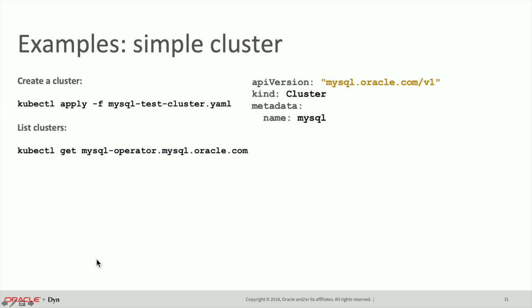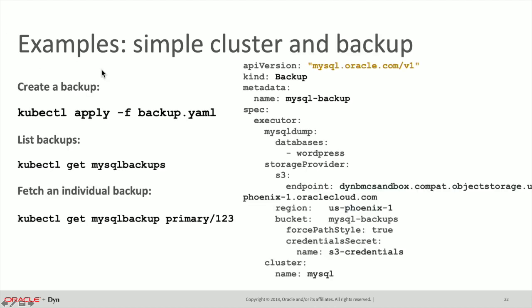So here's a simple cluster. Essentially, to create a cluster, kubectl apply -f, whatever your cluster YAML file is, and then you can list clusters. Here's the most simple file over there, API version v1 cluster. That's it. There's also another value in there. This one's a little bit more, let's see, what do we have here? We have backup. This is a backup.